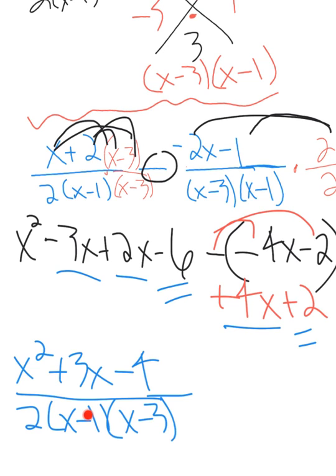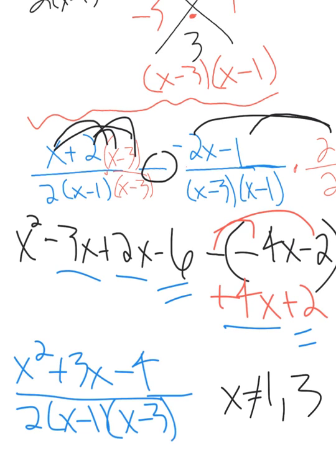We have x minus 1 and x minus 3, so just flip those signs. This 2 is not going to affect where x can't equal because there's no x with it. So x cannot equal 1 or 3.